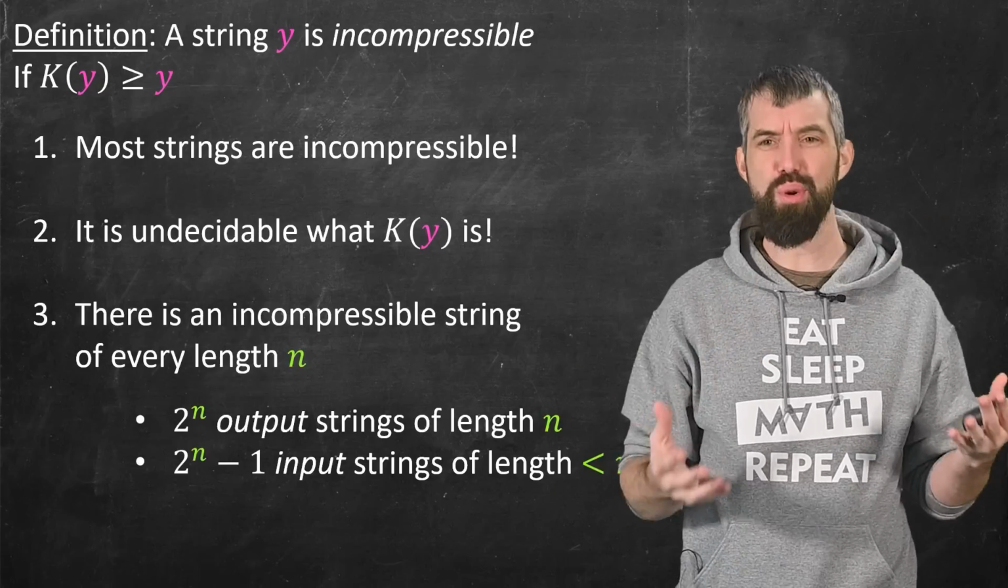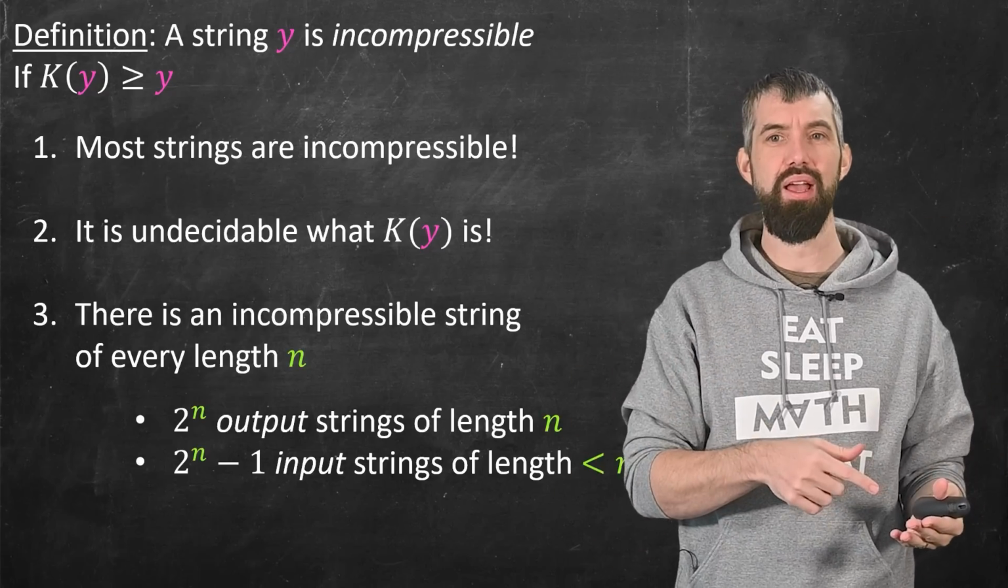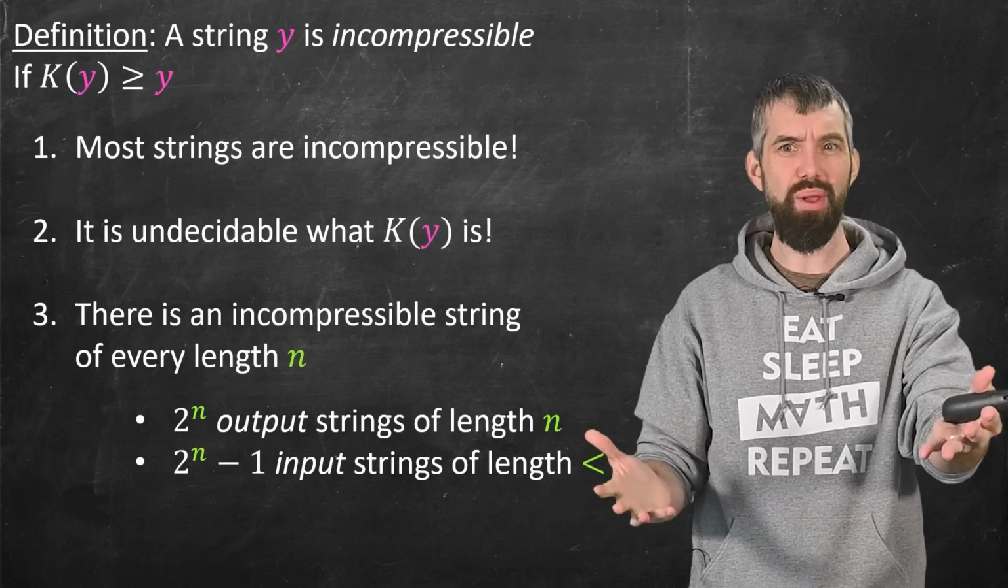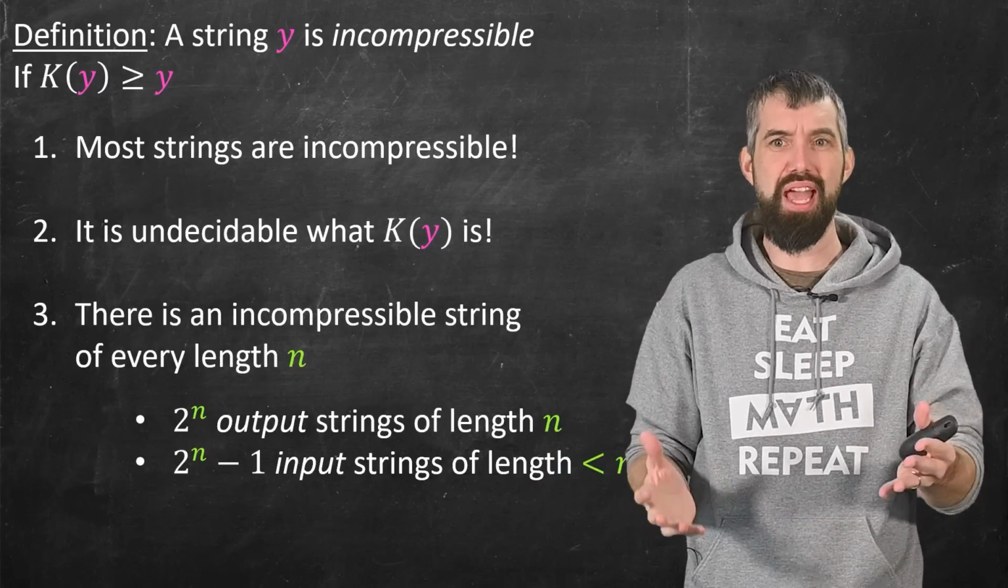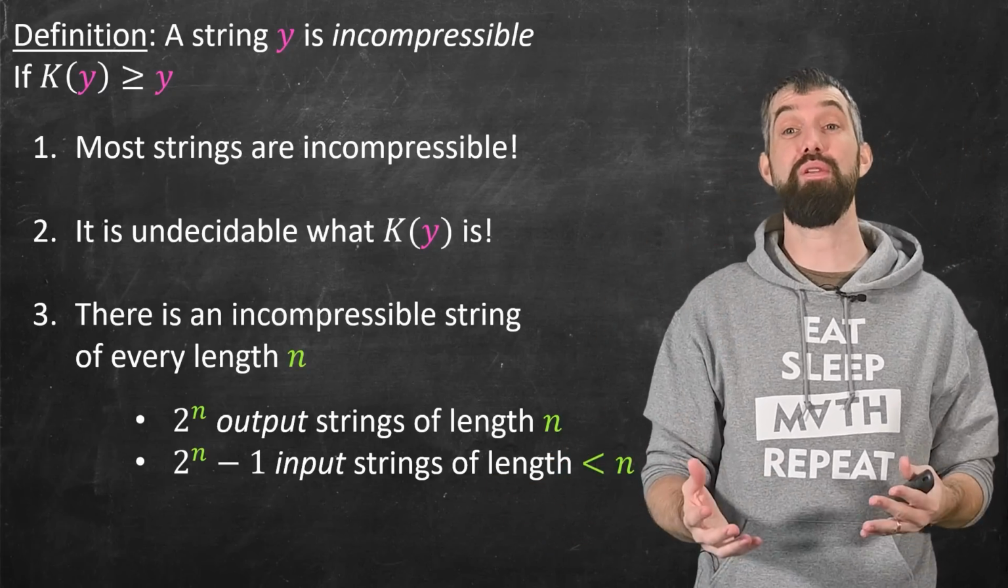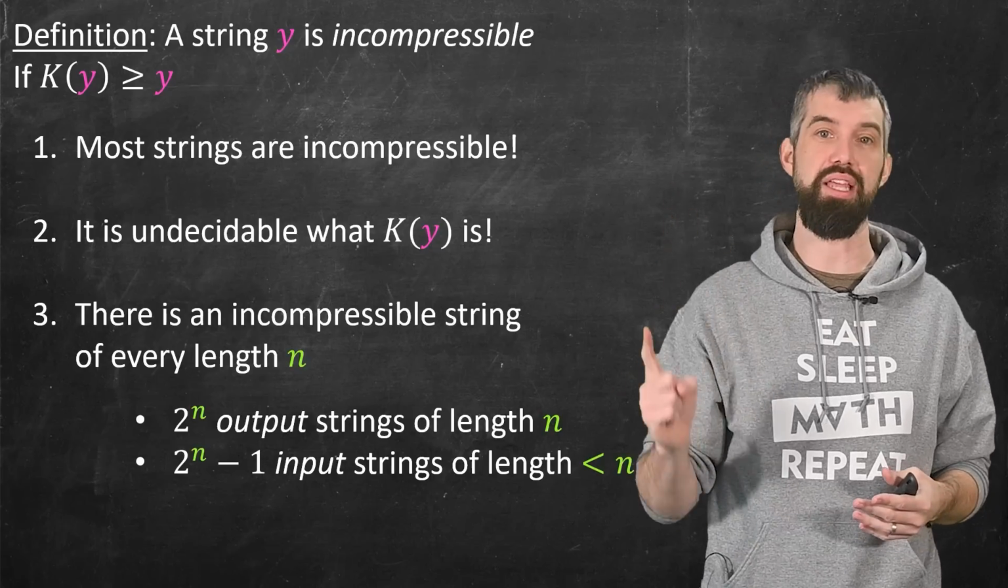And so if you want a Kolmogorov complexity less than n, you can't do that for all 2 to the n outputs by a pigeonhole argument. The most you can do it for is 2 to the n minus 1 of those outputs. And so at least one of them has a Kolmogorov complexity of at least that length of n.